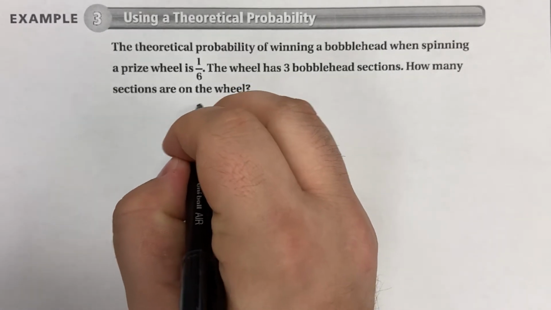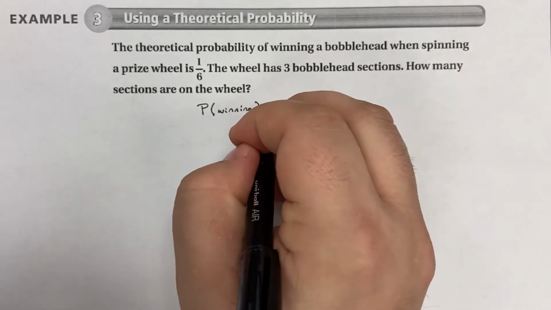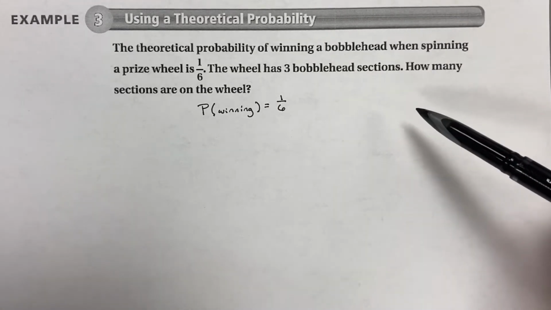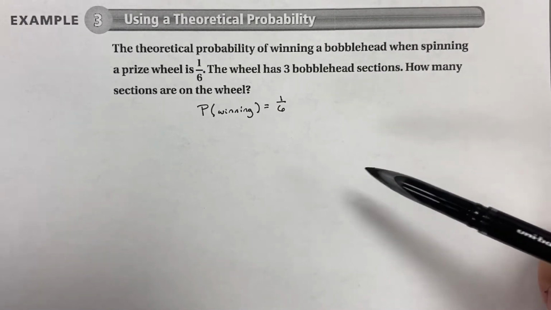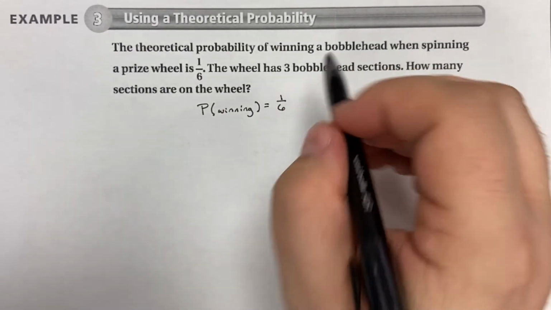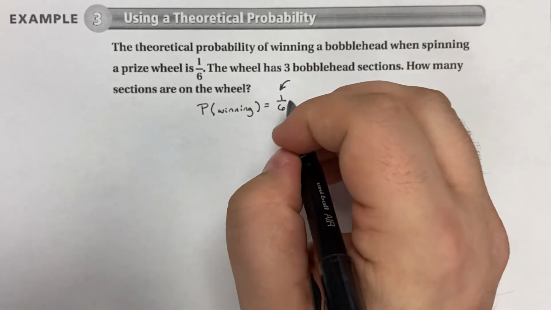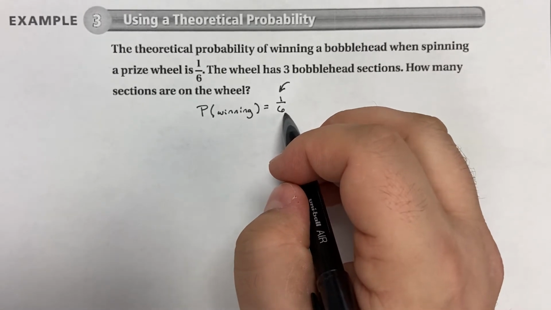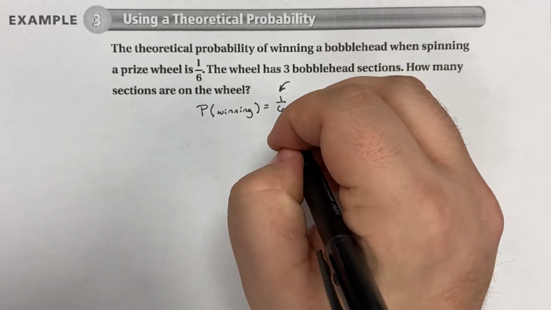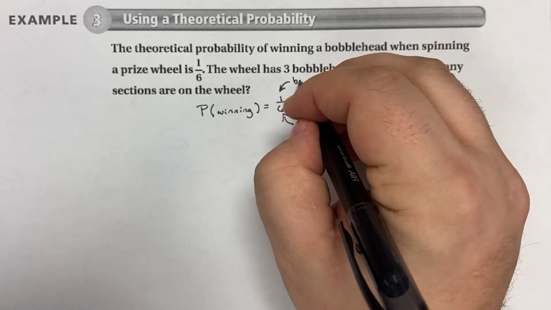So we already know the probability of winning is equal to 1/6. We're not having to solve that. It tells us the wheel has 3 bobblehead sections. How many sections are on the wheel? Well, remember, this is winning with a bobblehead. So this is basically saying for every 6 times, it's going to be 1 bobblehead.